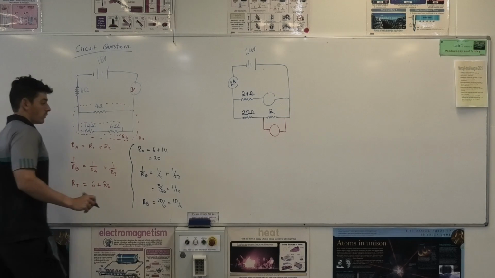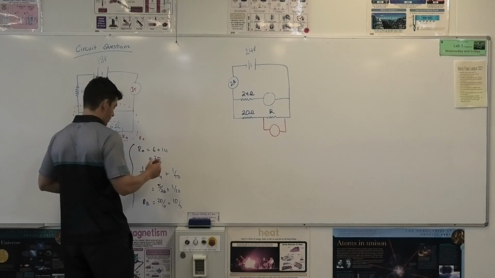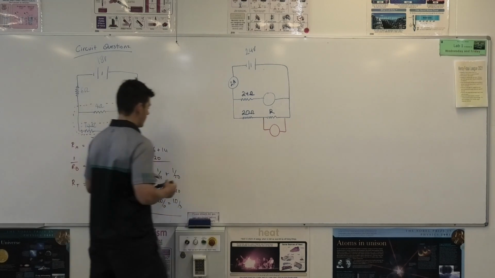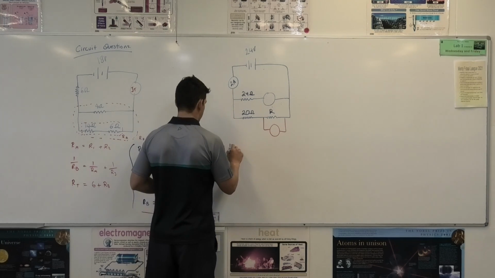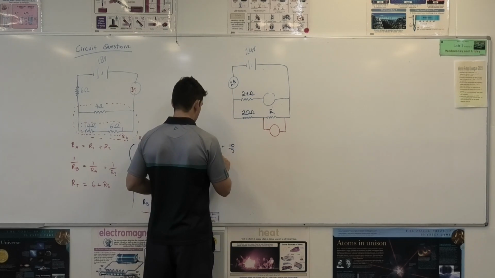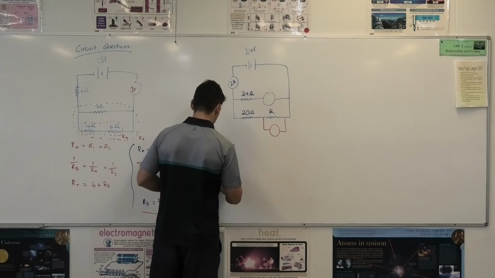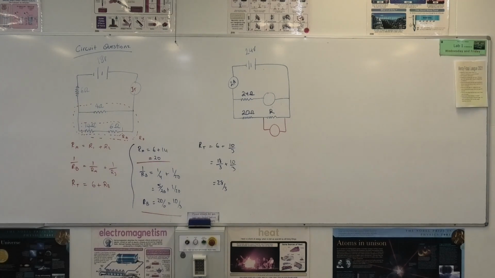RT therefore will equal, over here, I'll just put the lines into sections so we know what we're up to. RT equals 6 plus 10 over 3, which equals 18 over 3 plus 10 over 3, which equals 28 over 3. I've still got a fraction at the end, so I just got the wrong fraction. Yep. Now that's our RT.